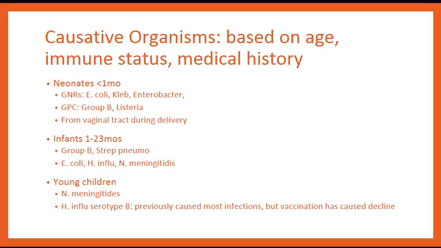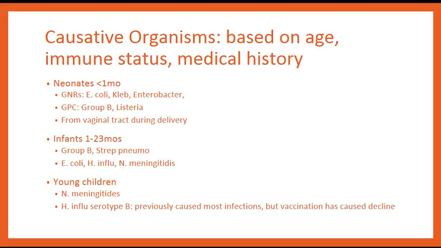The organisms are usually based on age. Certain organisms are common in babies, and certain organisms are common in adults. In neonates, which is considered less than 1 month, the organisms almost always come from the mother's vaginal tract during delivery. So I hope you know E. coli and group B and Listeria right off the bat, because we talked about that in the first micro, but also Klebsiella and Enterobacter are capable of doing that too.